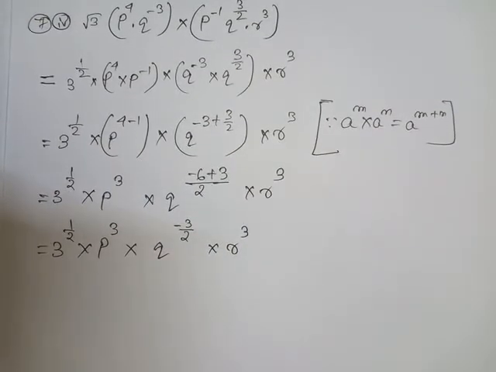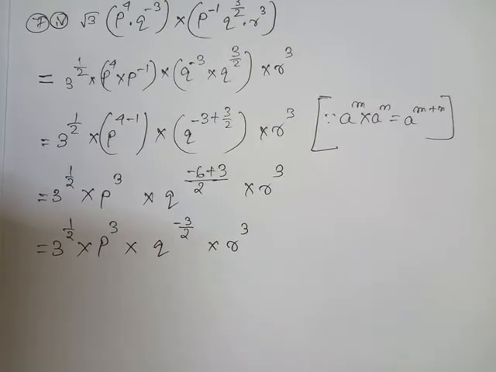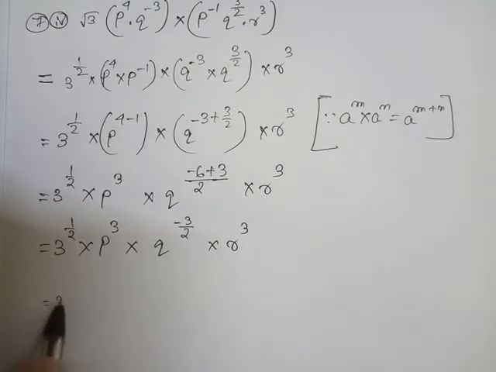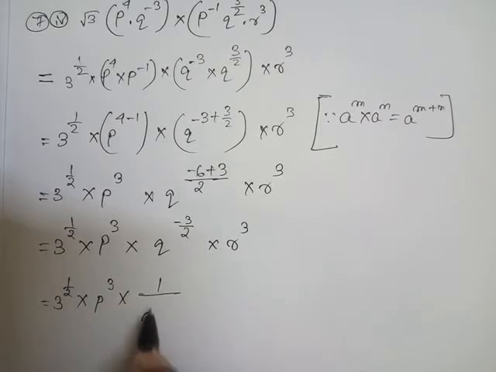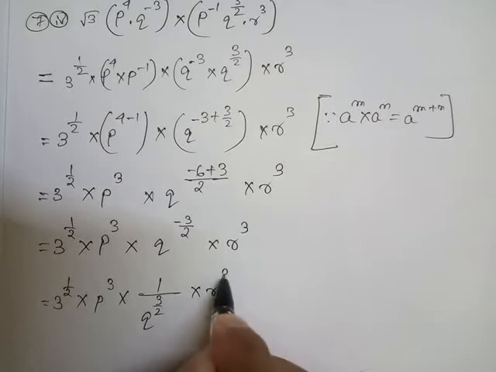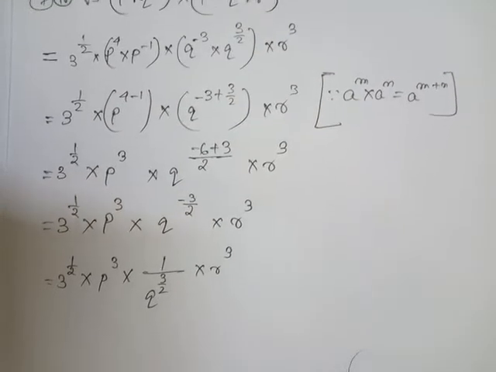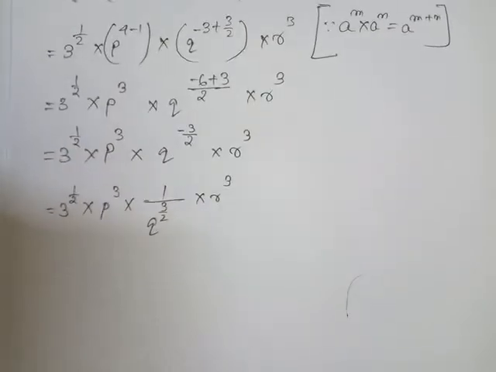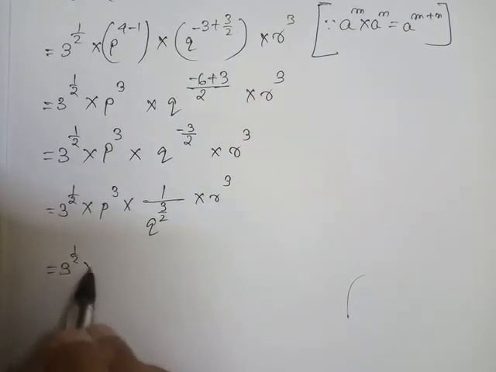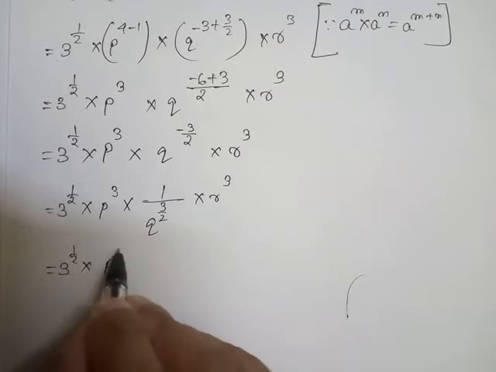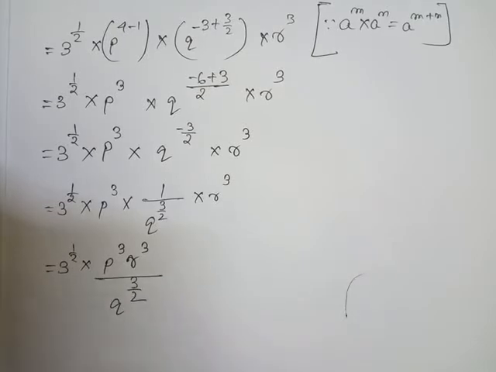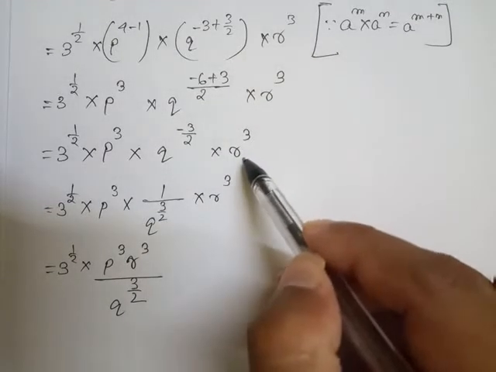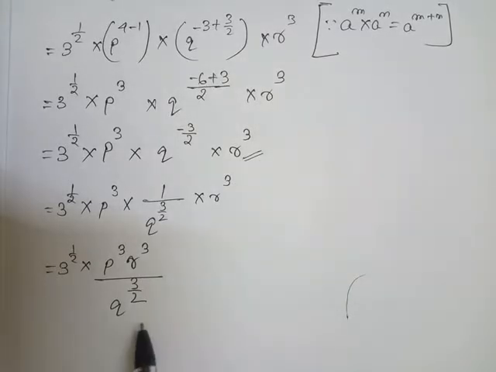Students, in the next step, if we keep it like this, it will also be okay, correct? Or if I use the formula, then 3 to the power 1 by 2 into p cube into 1 by q to the power 3 by 2 into r cube. Or in the next step, if I write 3 to the power half into p cube r cube by q to the power 3 by 2, that will also be okay. If I write up to this much, correct, or if I write up to this much, also correct.